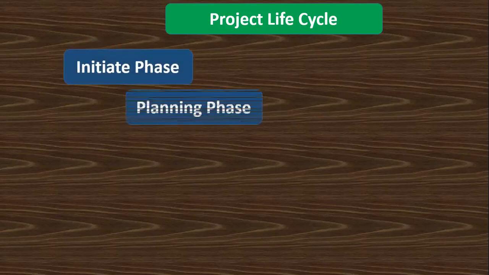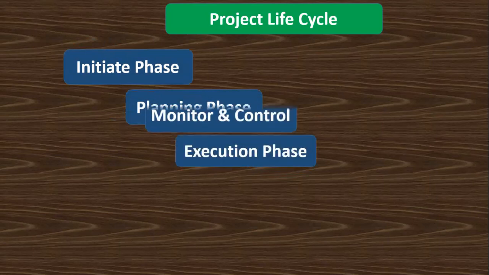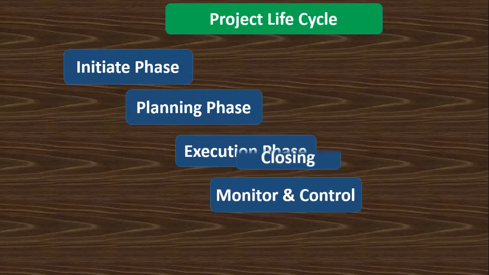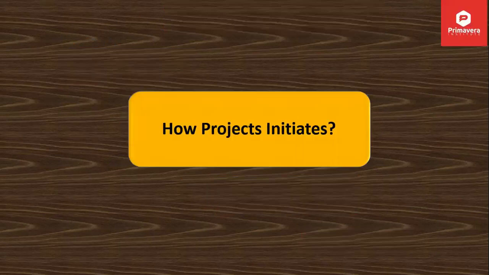The first thing is your initiate phase. Second is planning phase. Third is execution phase. Fourth is monitor and control phase. And then you have closing phase. I will explain each and everything in details. So how do projects initiate, how are projects born? How a project will initiate, I will let you know the sequence.